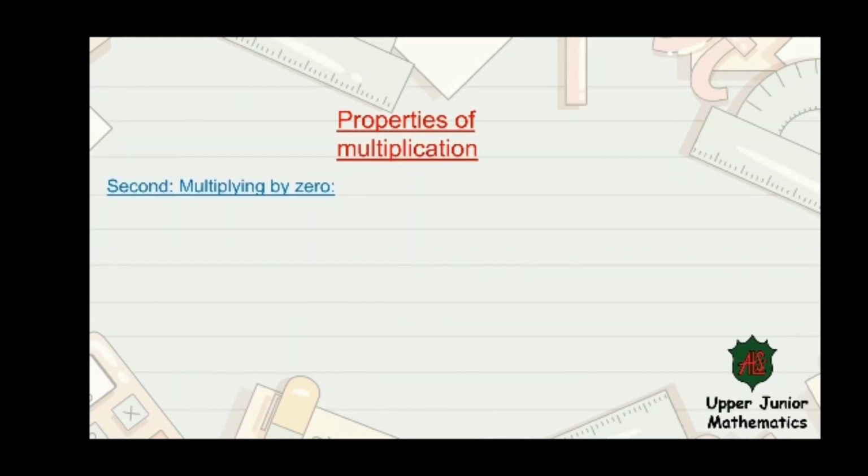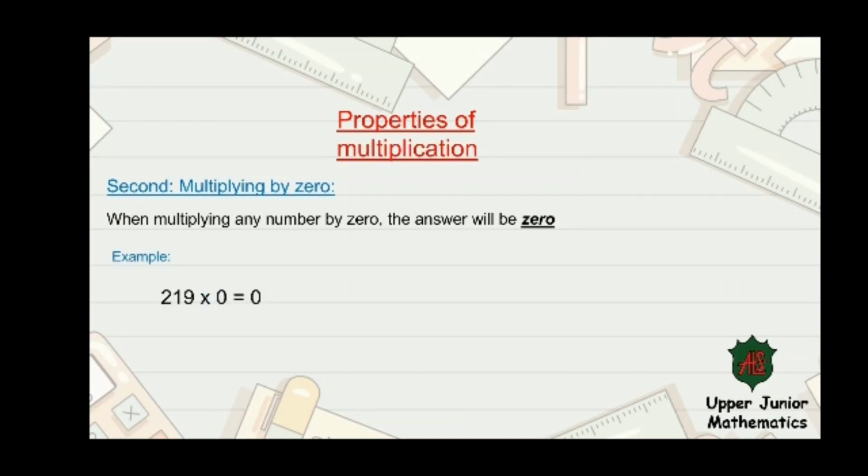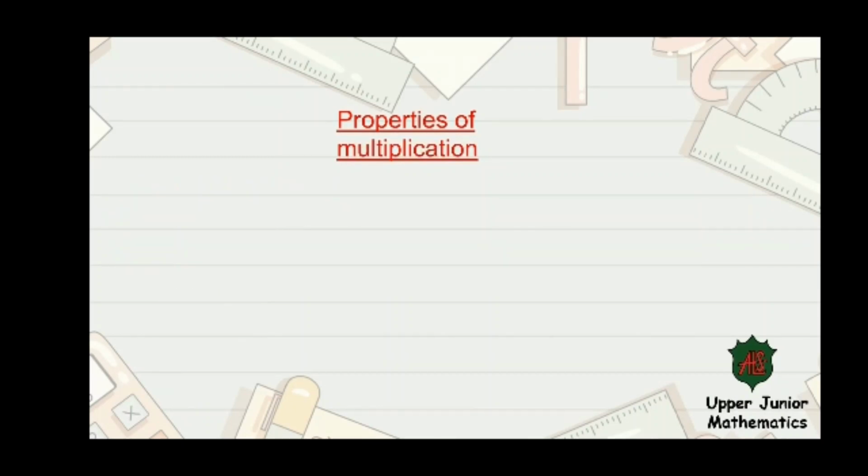The second property is multiplying by 0. When multiplying any number by 0, the answer will be 0. For example, 219 times 0 equals 0. 123 times 0 equals 0. Any number times 0 will always give you 0.